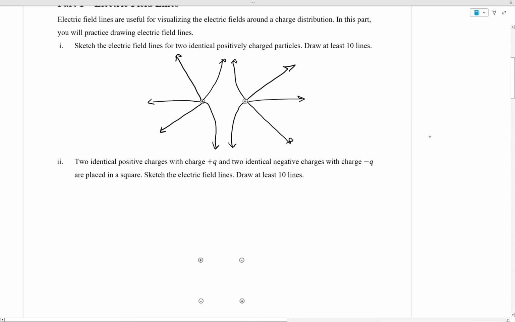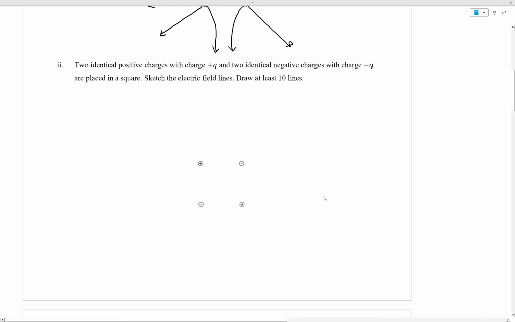This second example has 4 charges. So this is a quadrupole configuration. What would this look like? Well, you'd have electric field lines pointing from the positive charges to the negative charges, according to our rules. We know that those field lines can't cross. And as we flesh this out, we would add field lines.